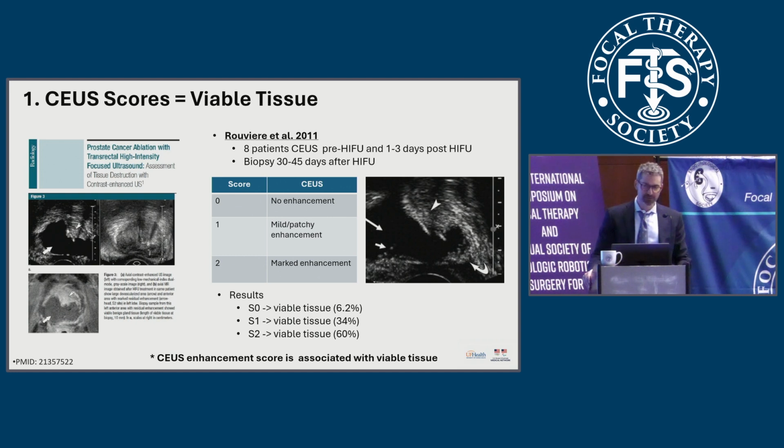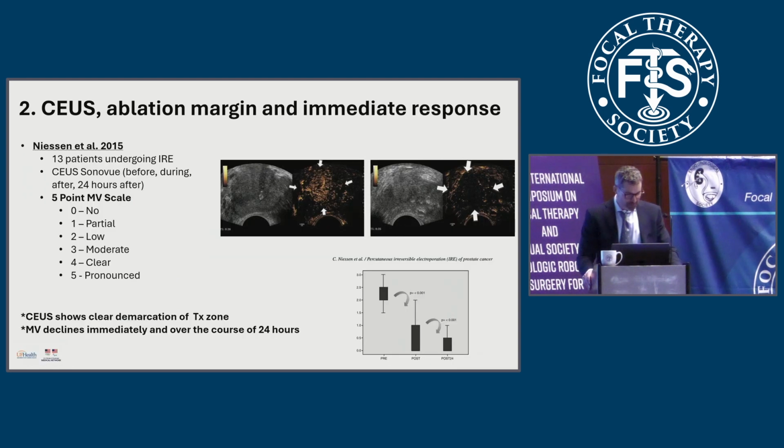And this is a very small study, but what you can see is that even in S0, there was still some viable tissue in 6.2%. But when you compare that to S1 and S2, it's vastly different. Now, the limitation of this study is viable tissue benign or malignant? We don't know from this study. But what you can potentially conclude from this is that a score based on contrast-enhanced ultrasound can be associated potentially with viable tissue.